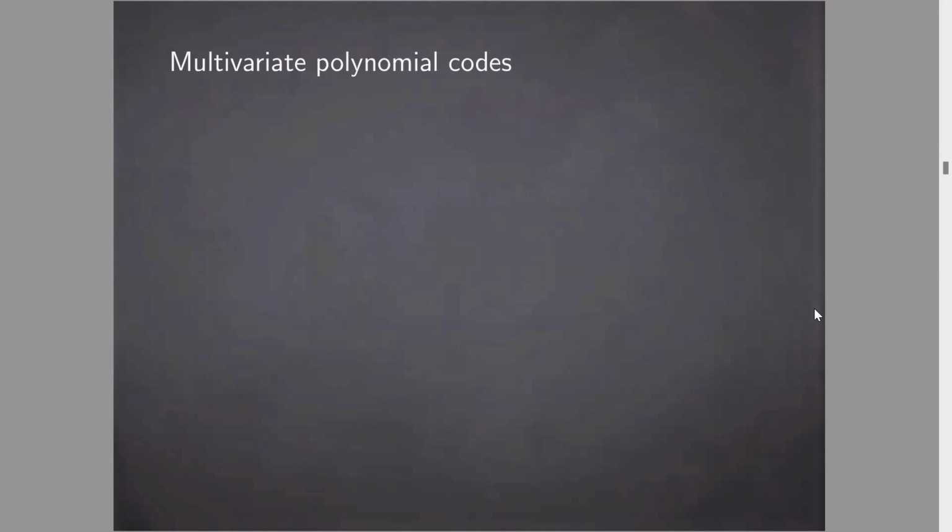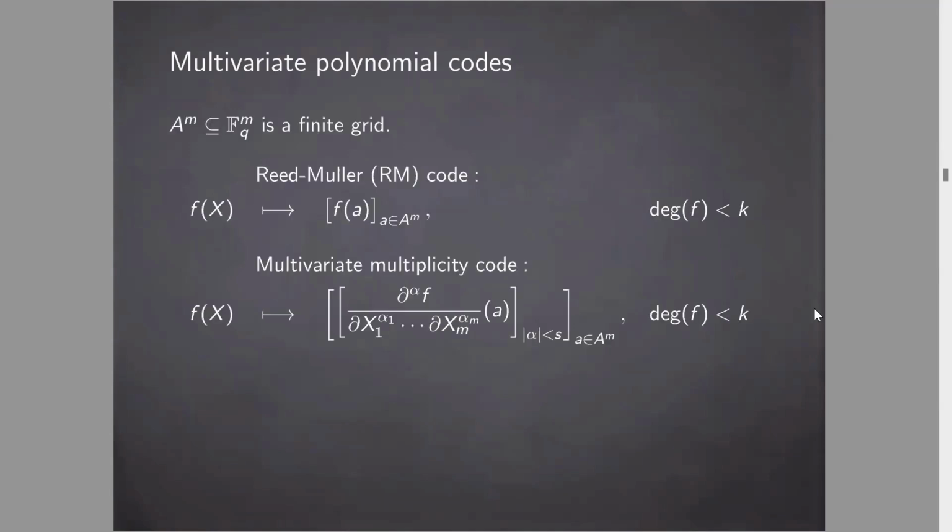Let's quickly look at what happens in the multivariate case. Something very similar happens. In the multivariate case, again, similar natural constructions are the Reed-Muller codes, which is simply a multivariate analog of the Reed-Solomon code, wherein the message is again a polynomial with a degree bound, and the code word is simply a list of evaluations of this polynomial at a set of points. The set of points needs to be structurally nice, and we will consider it to be a finite grid, let's say A to the n.